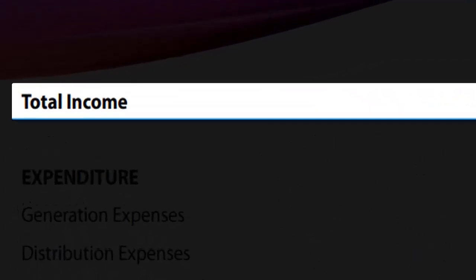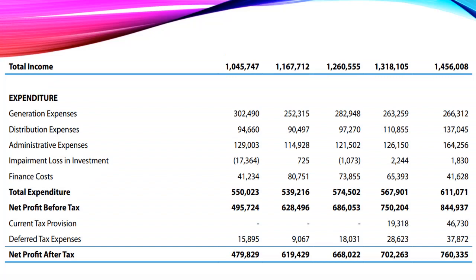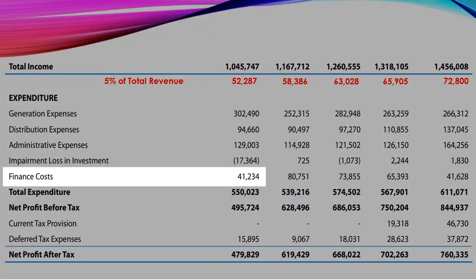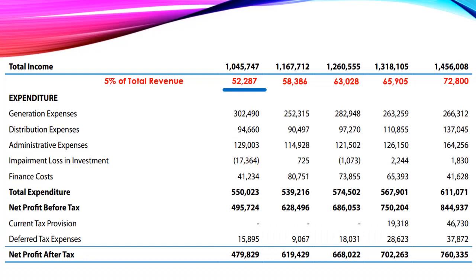At the top you can see total income. That's total revenue for 5 years. One column, 1 year. Now, let's calculate 5% on the total revenue. The 5% figures are, as you can see, in the first year, finance cost and deferred tax expense are below 5% of revenue. The possible amount lost towards fraud was equal to the borrowing cost of the entity.